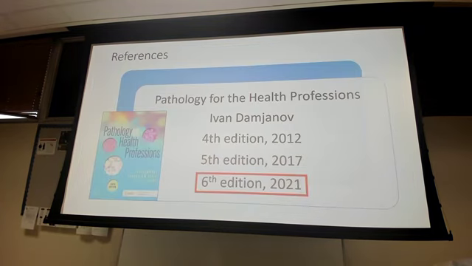Textbook here. This is a textbook. It's called Pathology for the Health Professions. There's multiple editions. Right now we're on the 6th edition. If you go on Simpson's library, we don't have the online version of the most up-to-date book. We're trying to get them to get that for us. But there is the 5th edition.